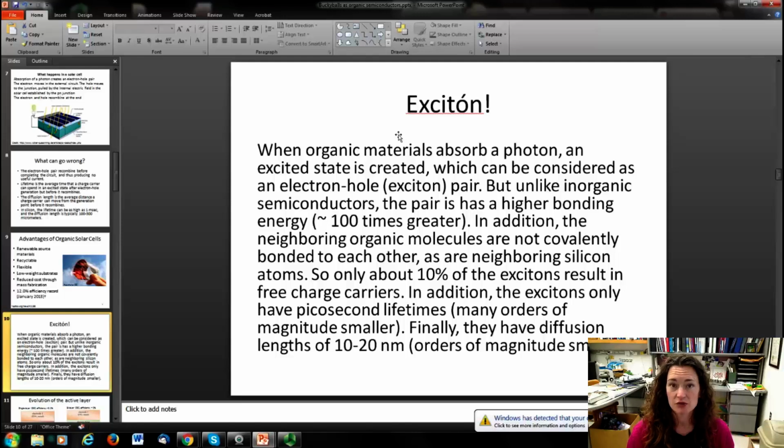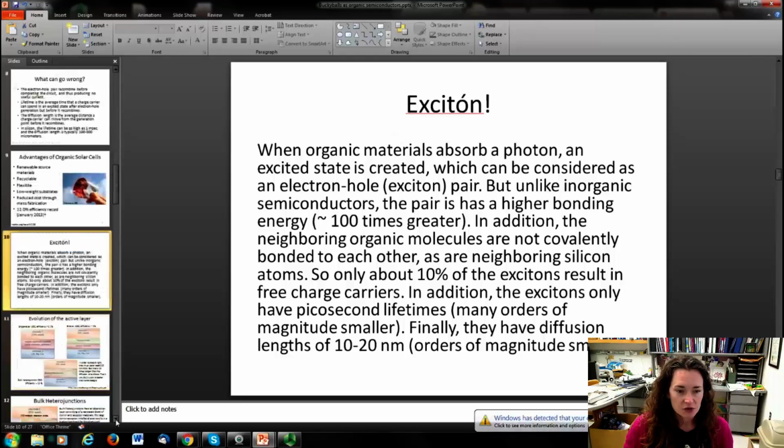Now remember, it was millisecond lifetimes for silicon, so this is a lot shorter. And finally, they have diffusion lengths of only 10 to 20 nanometers, which, compared to hundreds of micrometers, is orders of magnitude smaller. So they've tried, through various engineering tricks, to get around this.